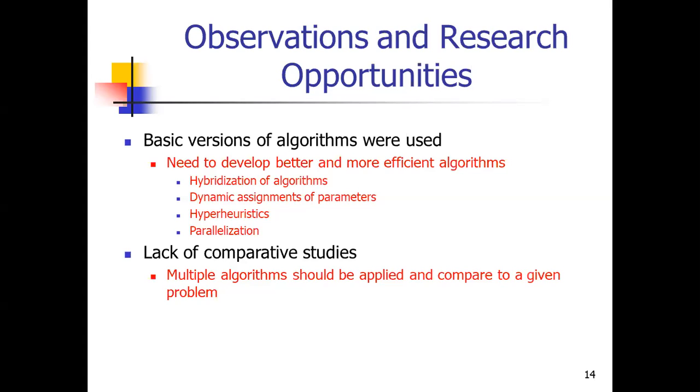Hyperheuristics, this is another domain of research. And then parallelization: people who are working in the domain of parallel computing or grid computing, etc., can look at this turbine layout, wind farm layout problem from the parallelization perspective. So there are so many directions in terms of the algorithms domain, which, as computational science or computer science or computer engineering students, are more attractive to us.